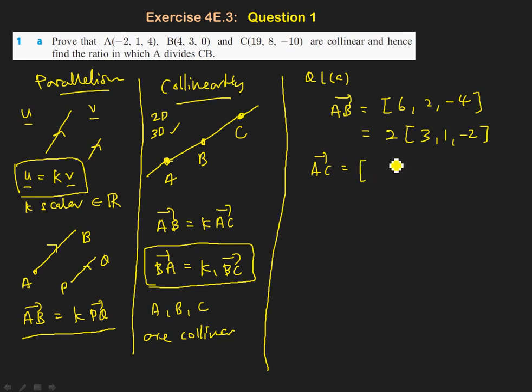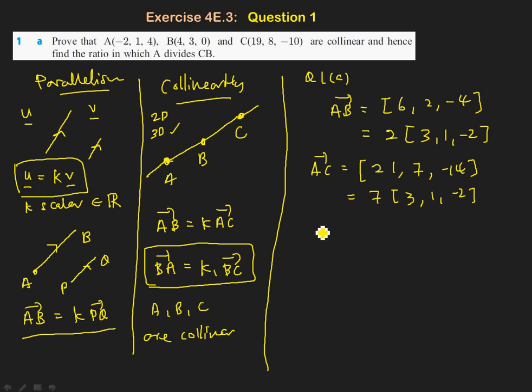That would be equivalent to AC, OC minus OA. And so I'll actually get 21, 7, and then also -14. And the common factor, apparently, is 7, and you get 3, 1, and -2. And you notice that they actually are multiples of the same vector, 3, 1, -2.